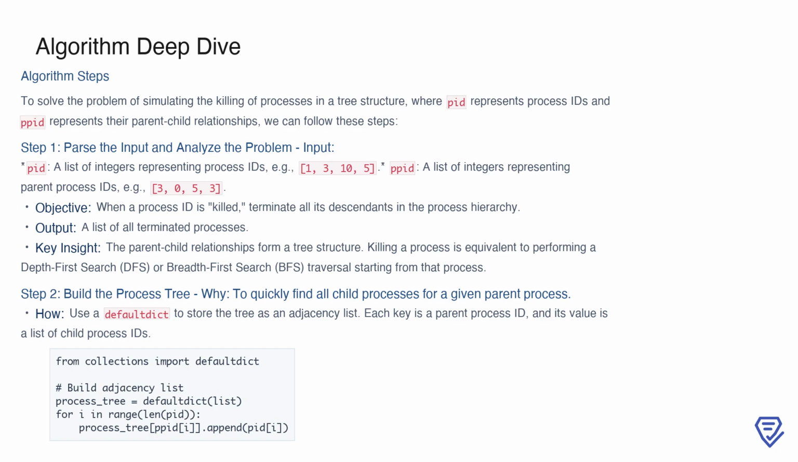To achieve this, we can leverage the fact that the parent-child relationships form a tree structure. This insight allows us to utilize traversal methods like depth-first search, DFS, or breadth-first search, BFS, to simulate the process termination. The first step is to parse the input and build a tree representation using an adjacency list. This can be efficiently implemented with a default dict in Python. The parent process IDs act as keys, and their corresponding child processes are stored as values in a list. This structure enables quick access to any process's children, laying the groundwork for the traversal phase.